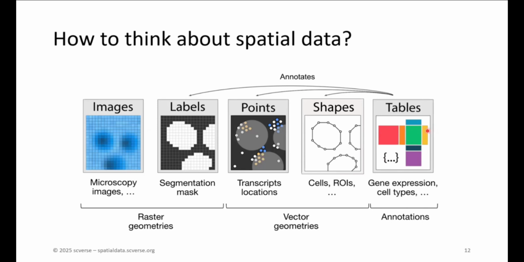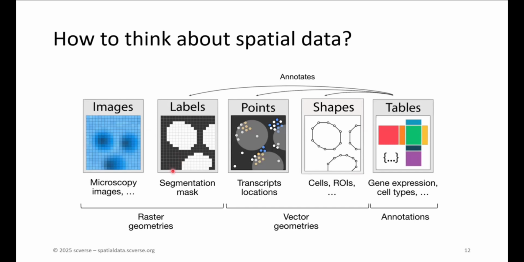So one of the categories is tables. This is what we know from the single cell RNA sequencing world, right? You have a cell, and in a table you write down the gene expression. In another table, you write down the metadata and so on. Images are pretty obvious in the spatial world. We are all used to images. They are pixel-based, and basically here every pixel encodes an intensity.